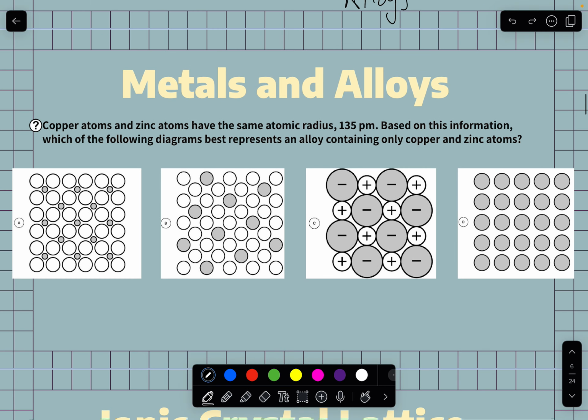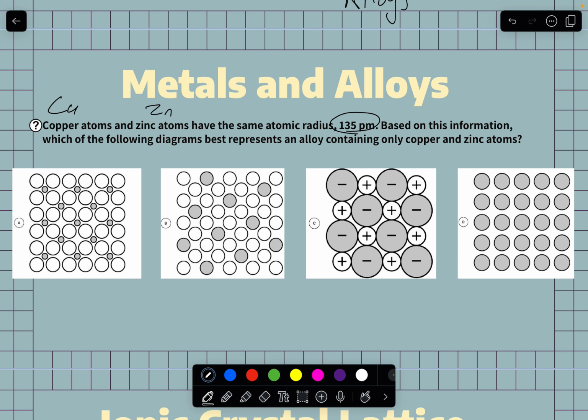Okay, so let's look at this question here. If we have copper atoms and zinc atoms that have the same atomic radius of 135 picometers, pm. Based on this information, which of the following diagrams best represents an alloy containing only copper and zinc atoms? Right, so what we know is we have copper, we have zinc, and both of these have a radius of 135 picometers. They're the same size, right? So if they're the same size, remember we want it to be a substitutional alloy.